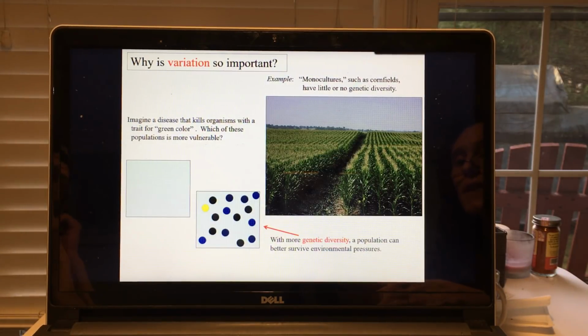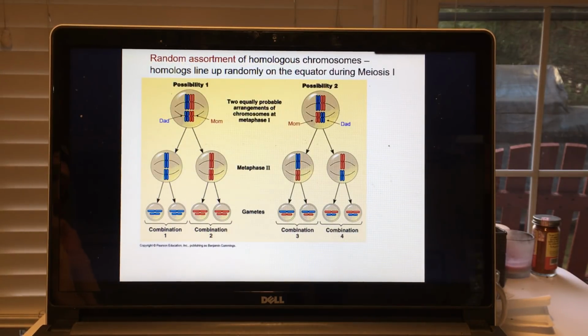So with more genetic diversity, the population can better survive environmental pressures and is less likely to become extinct. So now let's talk about random assortment of homologous chromosomes. Now, everyone gets very excited about crossing over, but random assortment of homologous chromosomes is actually more important because it happens every time.